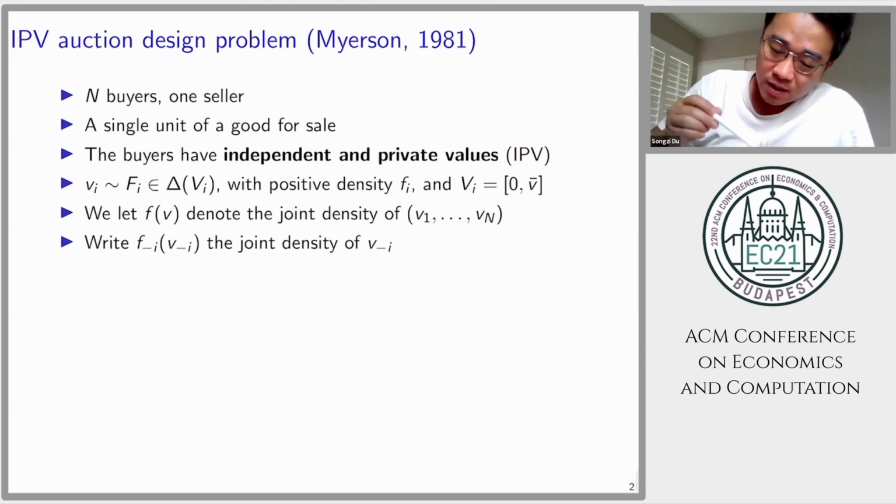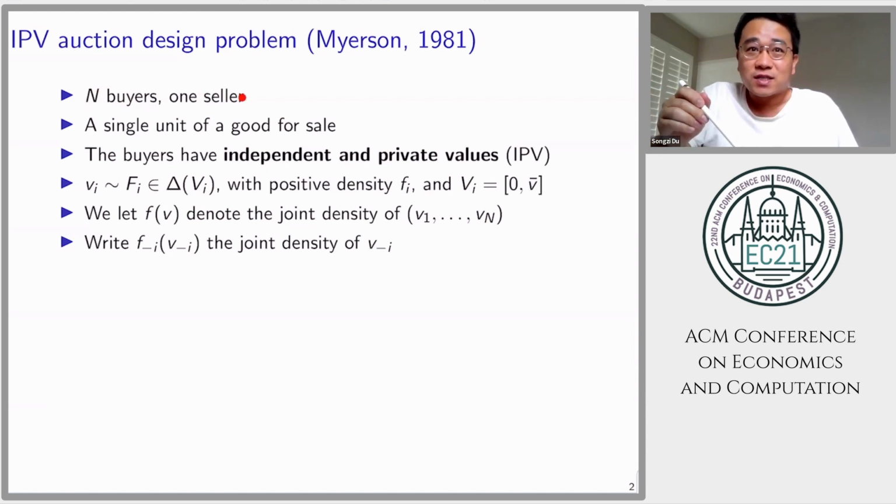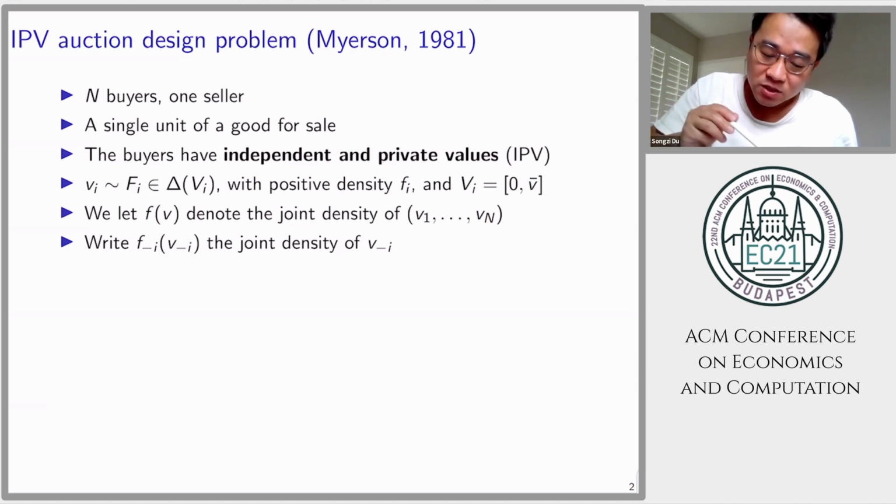In this classic paper, we have a very standard setting: n buyers and a single seller who is selling a single unit of the good. This is called the IPV setting, so buyers have independent and private values. Capital F_i is the CDF of the private value, the density is the little f. Let's assume it is positive everywhere.